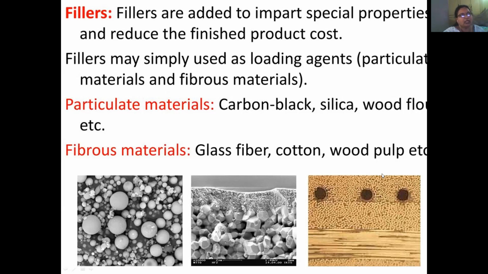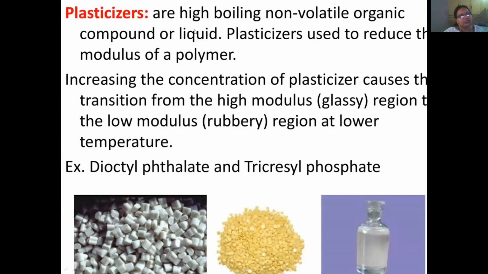Then plasticizers. Plasticizers are high boiling, non-volatile organic compounds or liquids. Plasticizers are used to reduce the modulus of a polymer. Increasing the concentration of plasticizer causes the transition from high modulus region to low modulus region at lower temperature. So as we have seen in properties of polymers, if a plasticizer is added, the glass transition temperature is lowered.